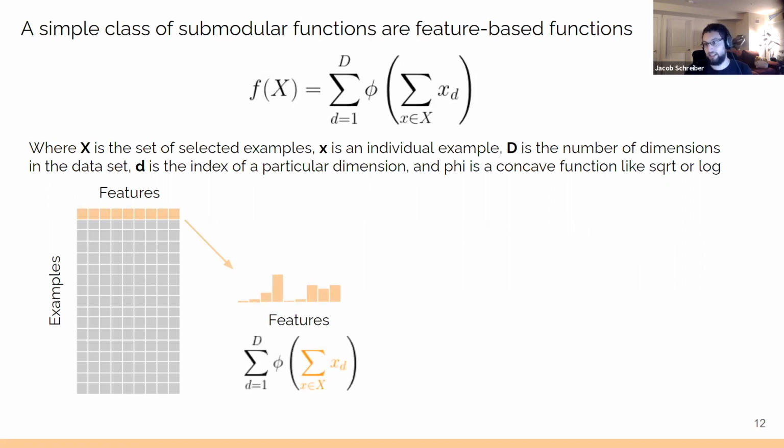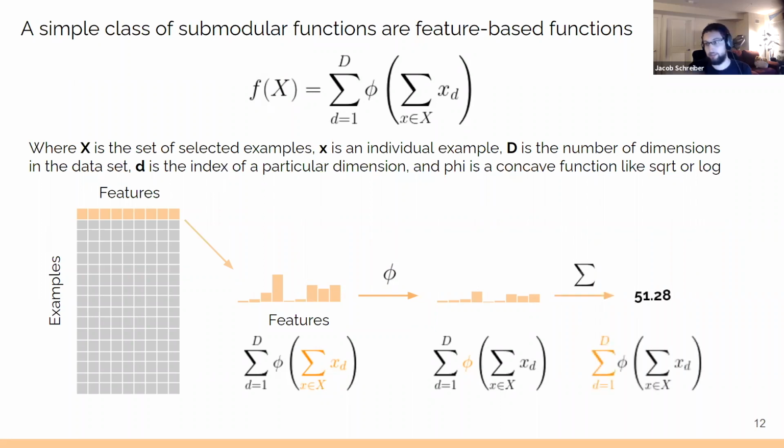Well, you haven't selected anything yet, and so the sum is just going to be the feature values for that first example. Then you apply phi, which is any type of concave function. Generally, I use square root because it's fast, but it's any function that has a diminishing returns aspect to it. So you apply that function, and then you sum along the resulting vector, and you get some value. And that is the value of the set that you've put in.